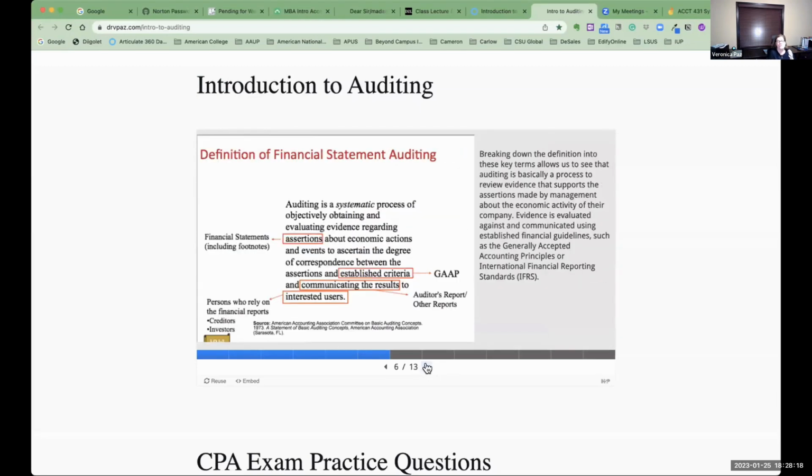Okay. Then we're going to talk about the definition of financial statement auditing when I go through your PowerPoint and break it down. What you're going to have to know here is what the American Accounting Association includes in their definition and what they don't, right? This is the American Accounting Association's definition, and I am an avid member.